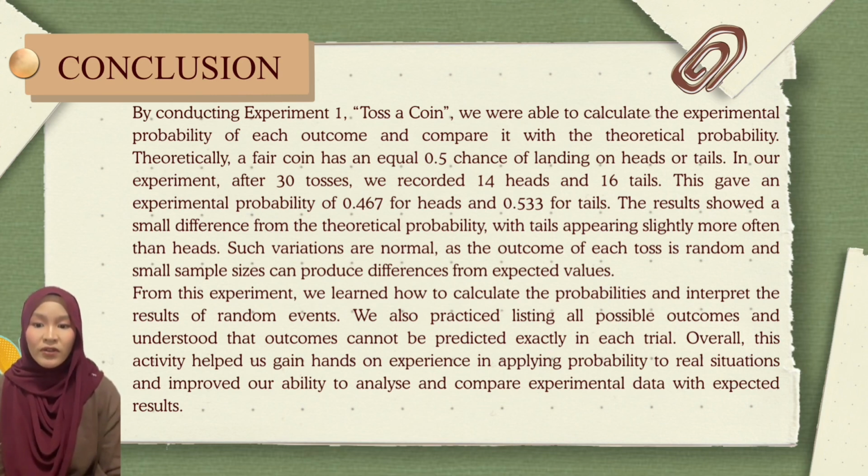The results show a small difference from the theoretical probability, with tails appearing slightly more often than heads. Such variations are normal, as the outcome of each toss is random and a small sample size can produce differences from expected values. From this experiment, we learned how to calculate the probabilities and interpret the results of random events. We also practiced listing all possible outcomes and understood that outcomes cannot be predicted exactly in each trial. Overall, this activity helped us gain hands-on experience in applying probability to real situations and improve our ability to analyze and compare experimental data with expected results.